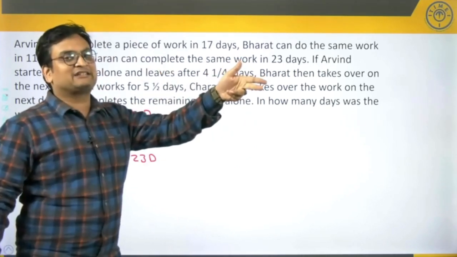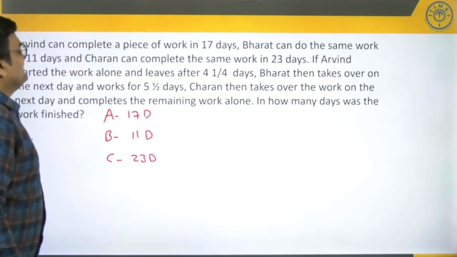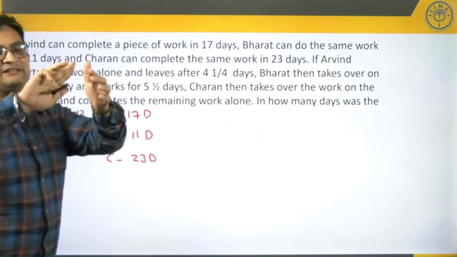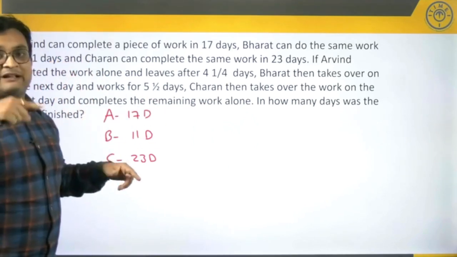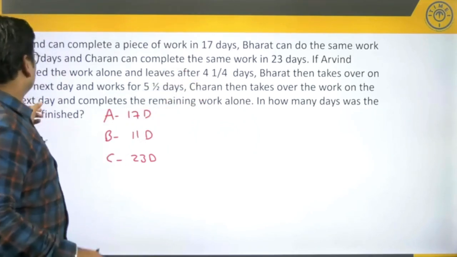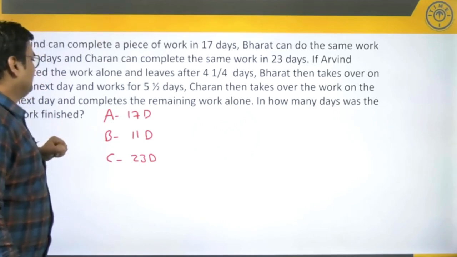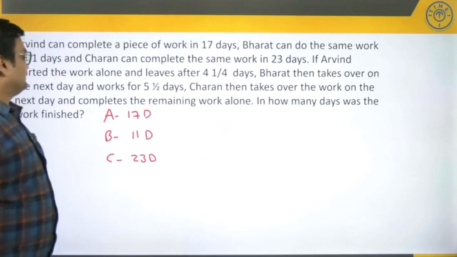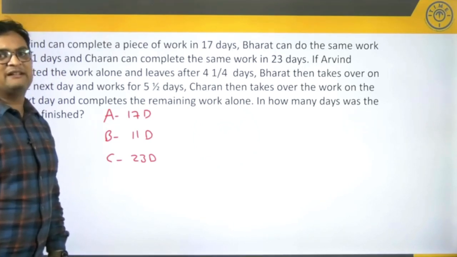On the next day, that is 6th day, Bharat takes over and works for 5.5 days. So Bharat would have worked for 6th day, 7th day, 8th day, 9th day, 10th day, and 11th half day. Charan then takes over the work on the next day. Again on the 12th day, Charan takes over and completes the remaining work alone. In how many days was the work finished?